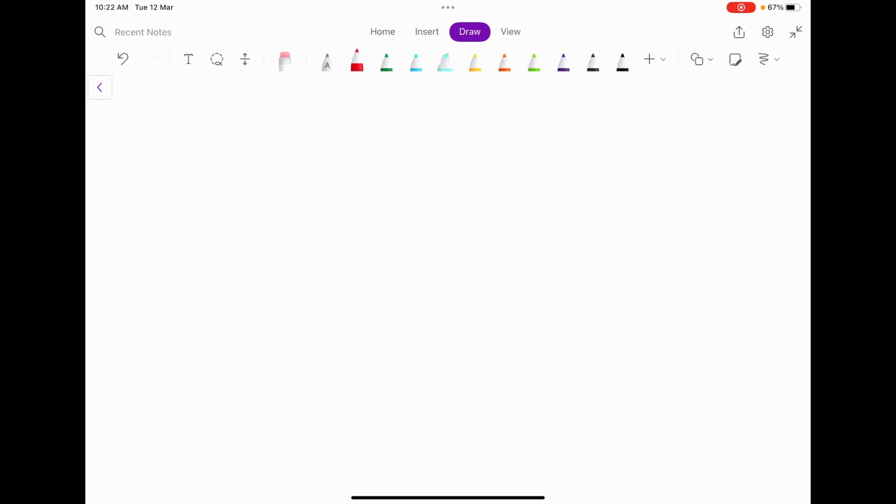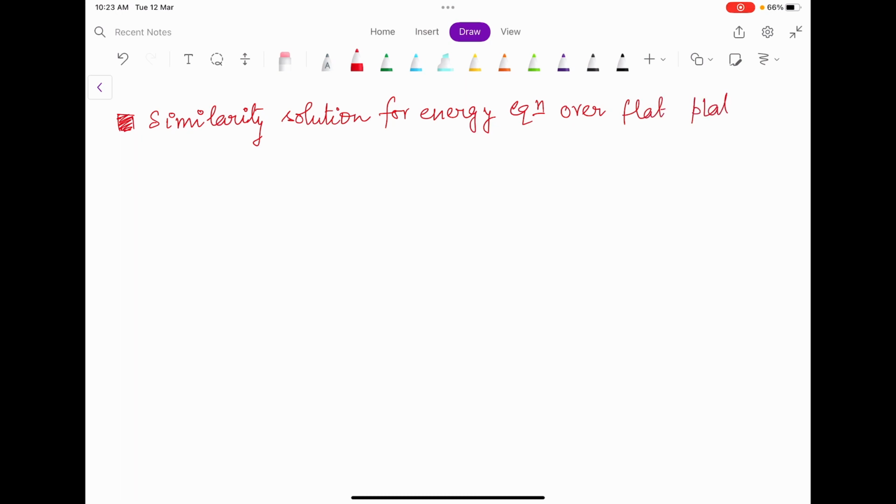Now we will do the exact analysis, and that is given by the similarity solution as we have done for the momentum equation. Okay, similarity solution for energy equation over flat plate. So if I now do that, just recall the procedure that I have described, that is how to arrive at the similarity solution.